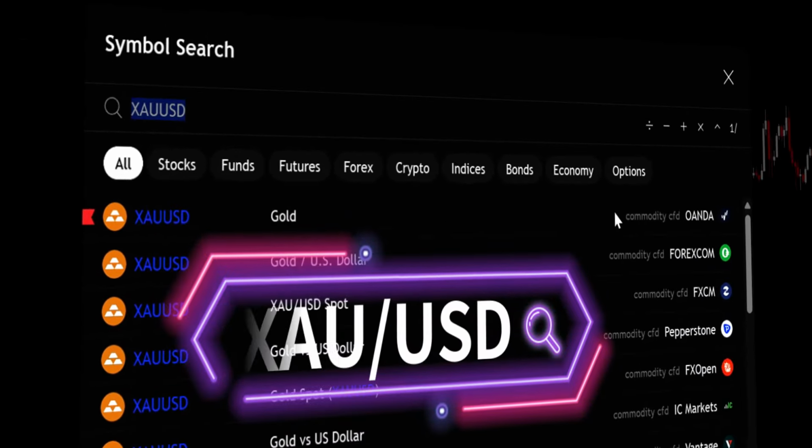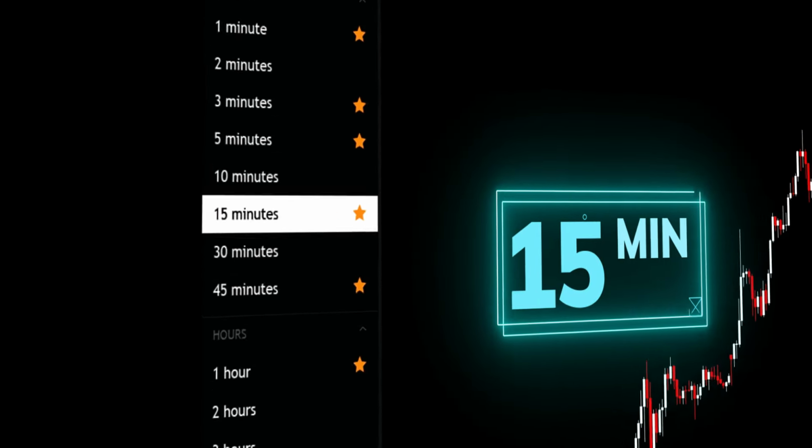Head straight to TradingView and open a gold chart. Search for XAU-USD in the symbol bar at the top.